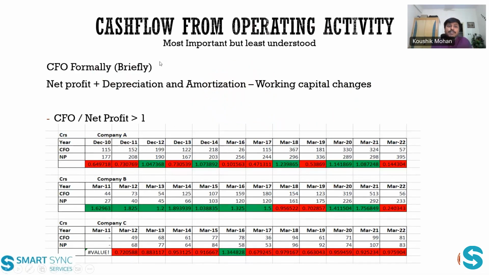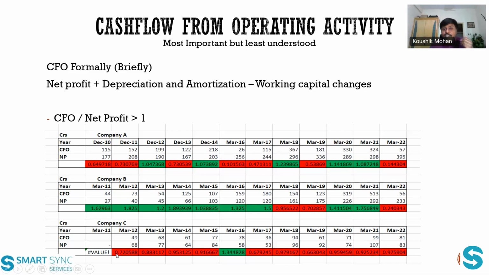I have an example here, cash flow from operating activities. Briefly, if I wanted to calculate cash flow from operations, a brief formula you can take is net profit plus depreciation or amortization minus working capital changes. Just do this roughly and you will get the cash flow from operations of the business. Then just check CFO divided by net profit greater than 1. For every 1 rupee of net profit you make, if your cash flow is greater than that, it means the profit is qualified.